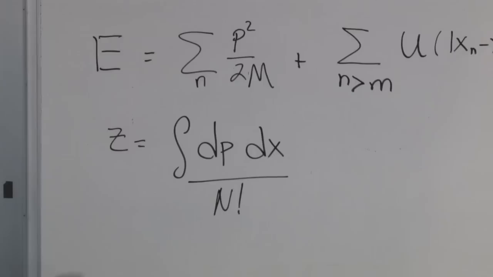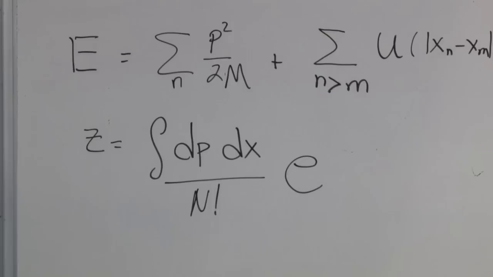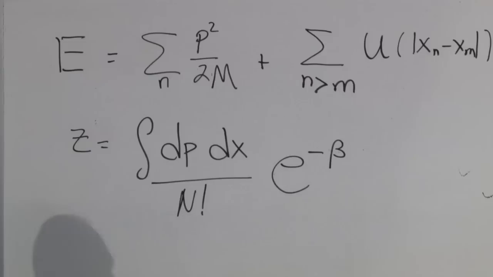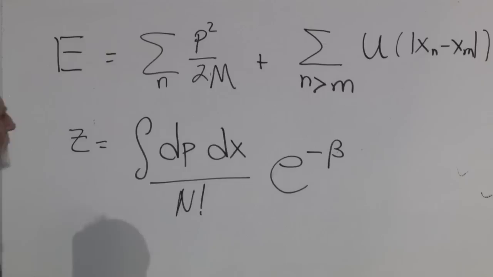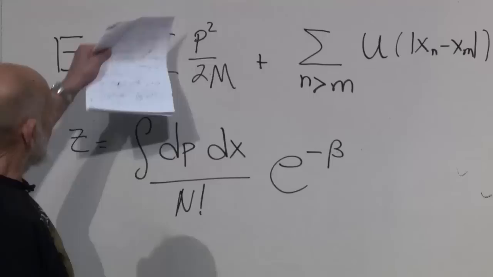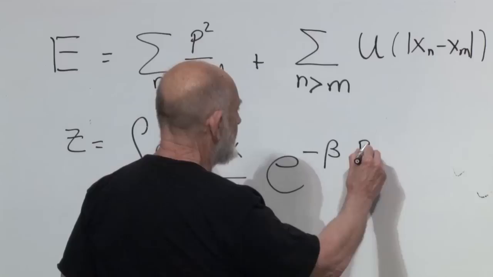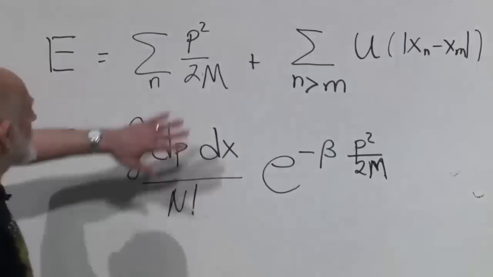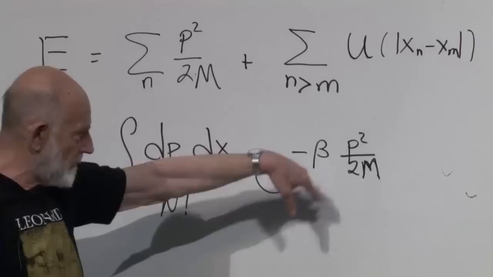e to the minus what? E to the minus beta, beta is the inverse temperature, times the energy of the whole system. And the energy of the whole system is a term which is kinetic energy. I'm just going to write it as the sum of p squared over 2m. I could put the summation sign in, but this is close enough. All right. That's one term.